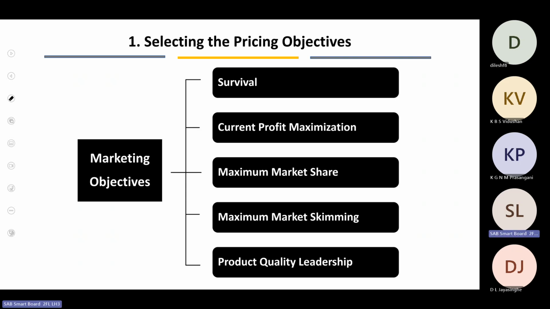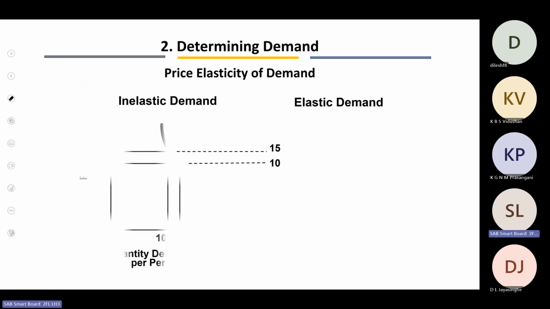There is a normal or general idea behind that. Then market skimming, right? I will be discussing market skimming in the last few slides, so I will not be explaining that here. Product quality leadership: if we need to communicate that we have a quality product, what should we do? Normally increase the price, because people feel that when the price is high, the quality is also high. That is the general perception that people have. So based on these objectives, we can select them in the process of setting our price.